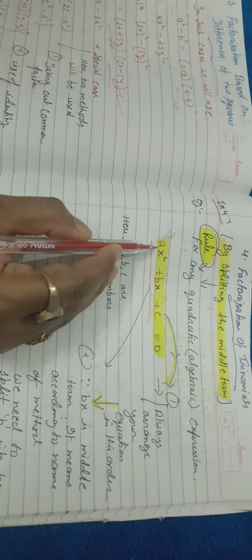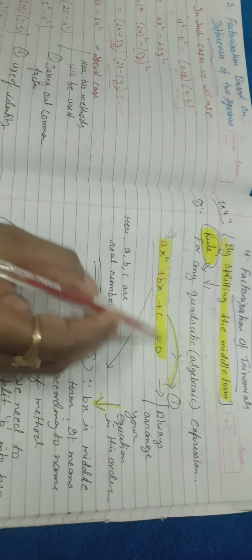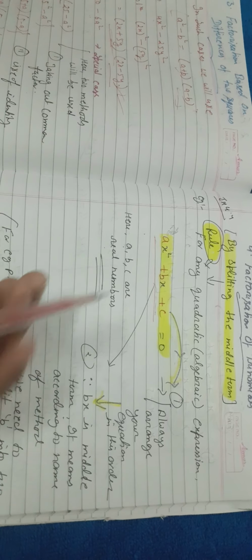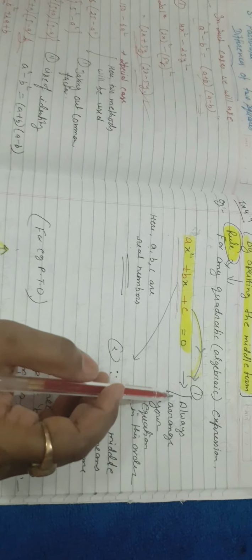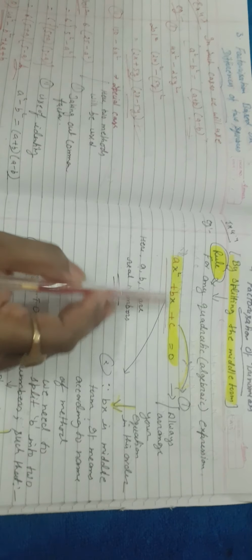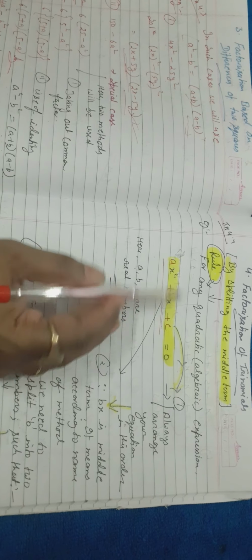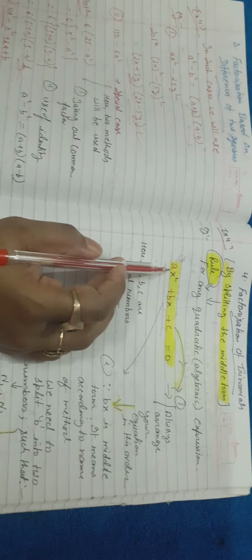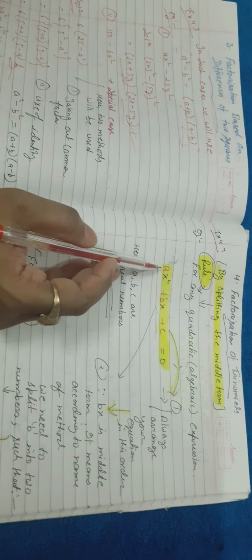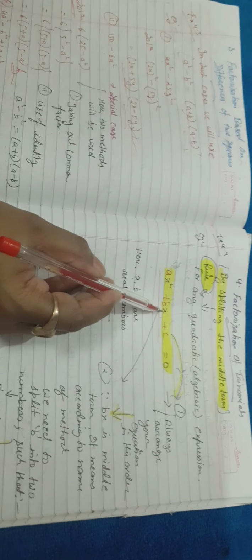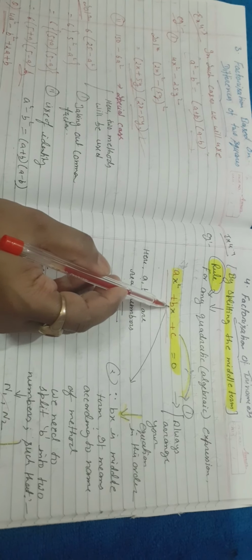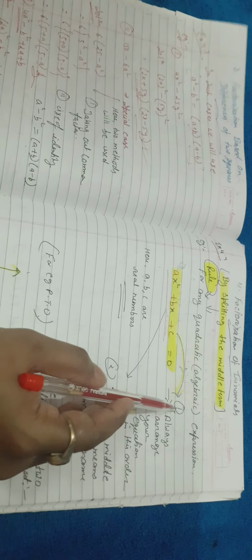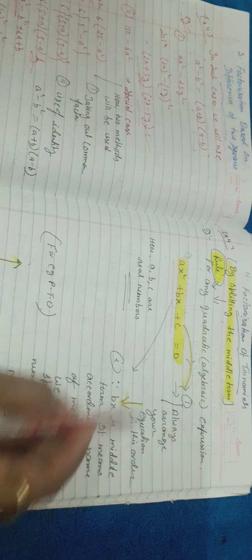I have written here ax square plus bx plus c is equal to 0, where a, b, c are real numbers, meaning 1, 2, 3, 4, minus 1, minus 2, anything. Okay, so what we have to do, first of all, we will arrange the terms in this way: x square term will be first, x with its multiple will be at the place of the second term, and the constant will be the last term. So I have written step 1: always arrange your equation in this order.